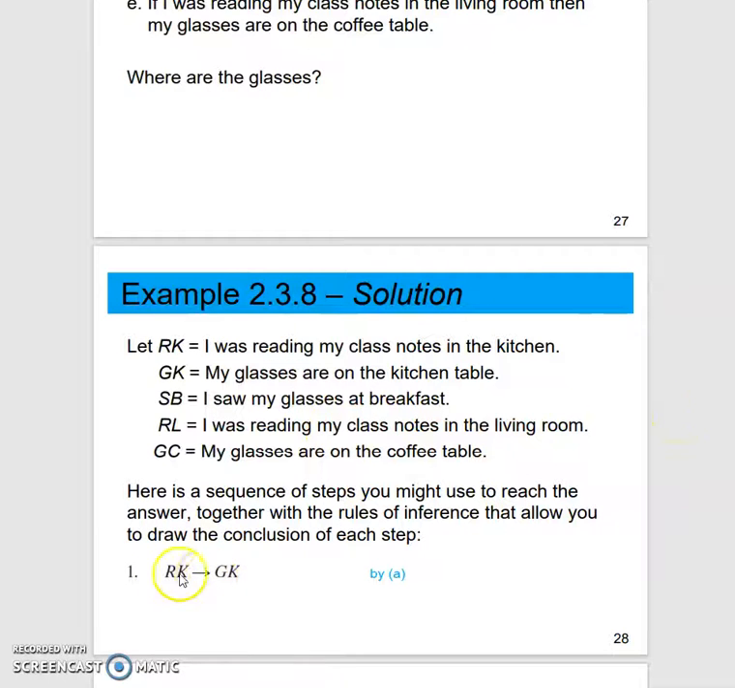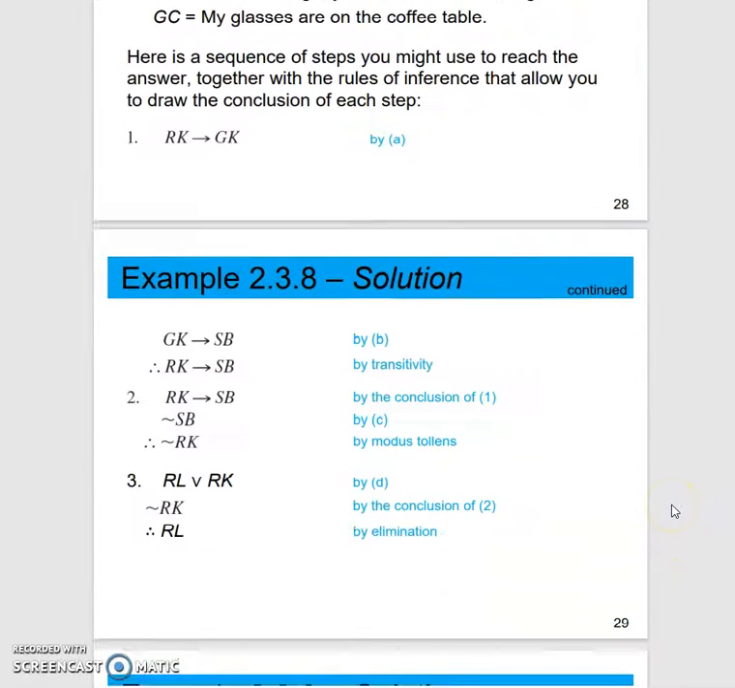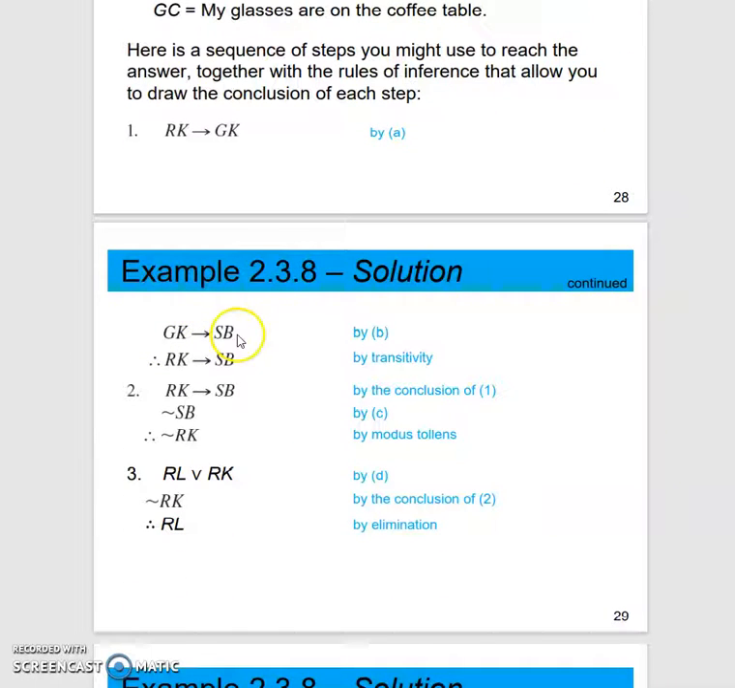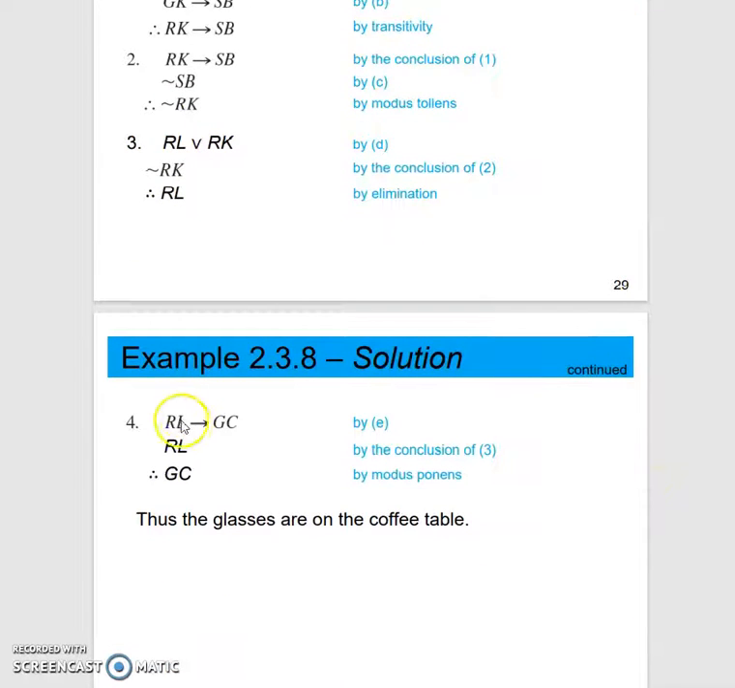So that first statement, we've got RK implies GK. GK implies SB, therefore RK implies SB by transitivity. We're also told that RK implies SB, we just have that, not SB, therefore not RK. And we've got RL or RK, and again, we know it's not RK, so therefore RL. And finally, RL implies GC, using what we've already said. We know RL, therefore GC, and my conclusion is that they're on the coffee table.